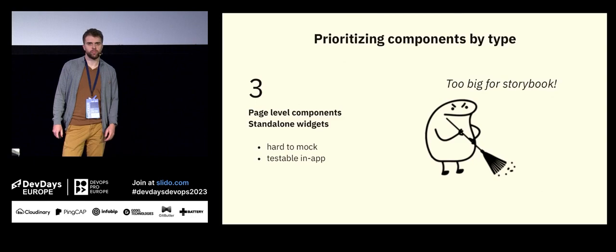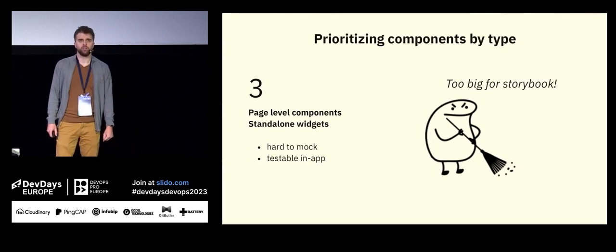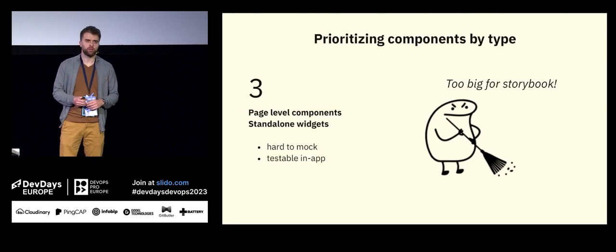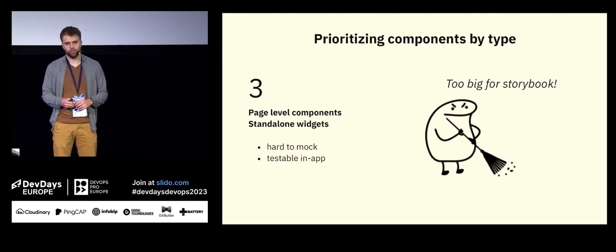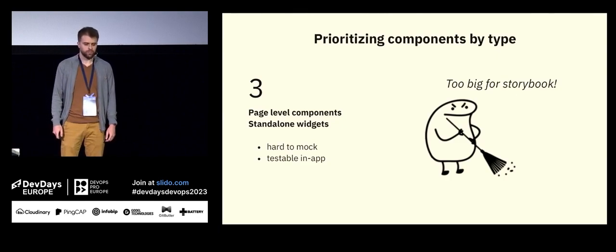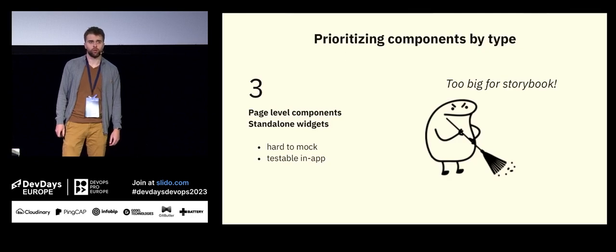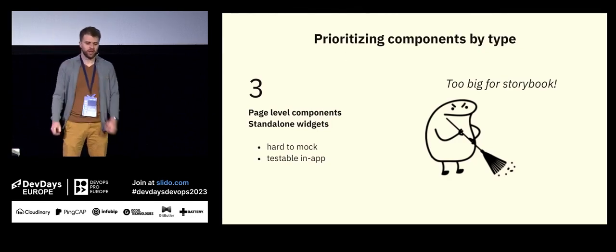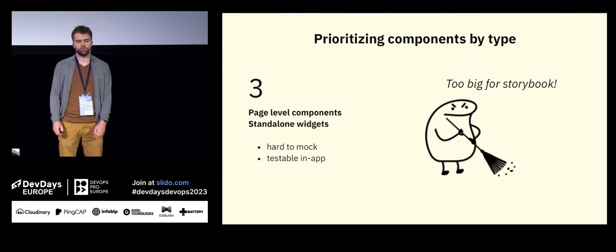Third, I would use Storybook for page level components and standalone widgets. These are very hard to mock because they are often connected to a store, maybe even to multiple stores. So it's a lot of work to make stories work. And they are also testable in the application. So often you can just go to the page and see the exact case I need to reproduce. That's it.